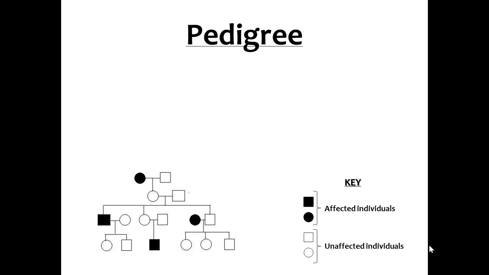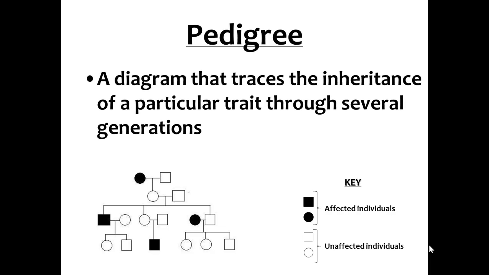All right, first we need to know what a pedigree is. A pedigree is a diagram that traces the inheritance of a particular trait through several generations. One of the most important things about the pedigree is you need to know how to read it. So you need to look at a key.